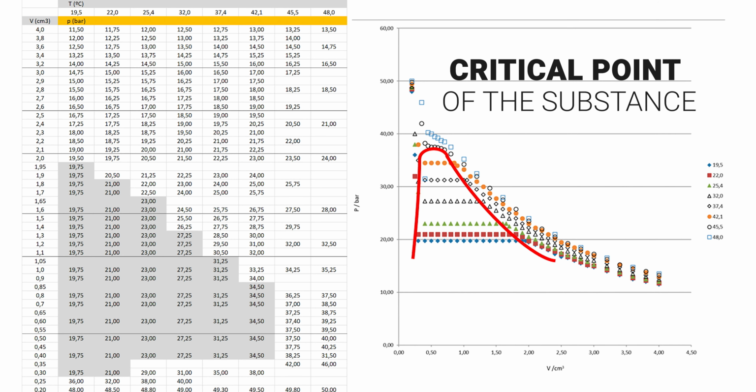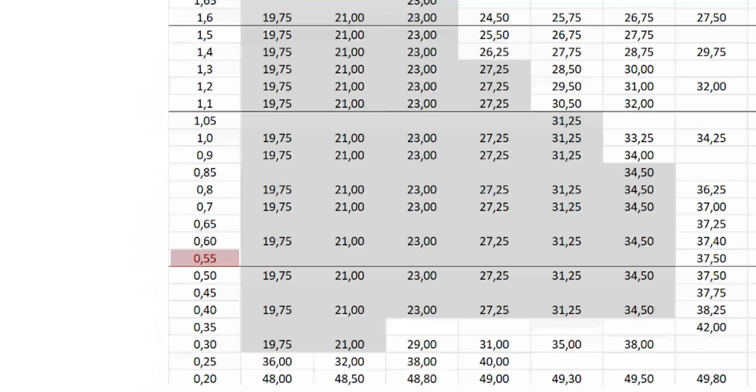The critical point is a fixed point for the substance. No matter how many times the experiment is reproduced, in any direction of pressure, volume and temperature variation, it always takes place at the same values of pressure, temperature and volume.